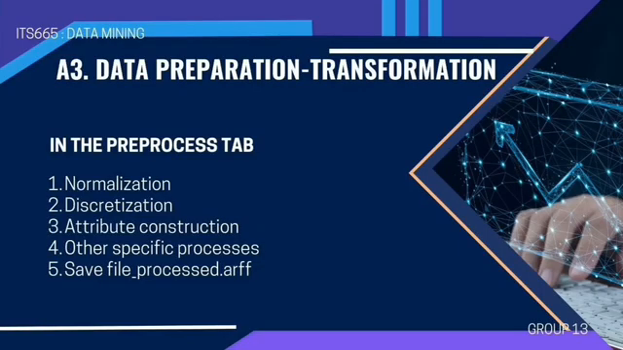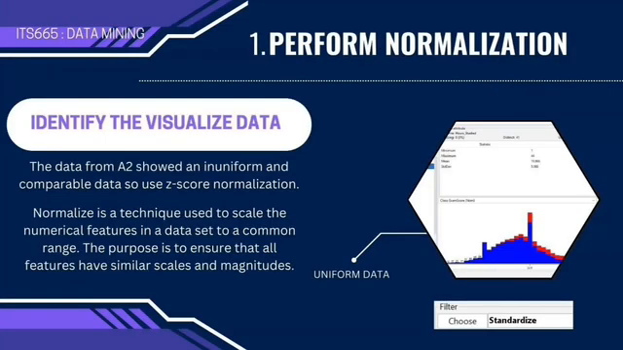For A3, data preparation transformation, there are 5 steps. First step is to perform normalization. The data from A2 shows non-uniform and incomparable data, so use standardization normalization. Normalization is a technique used to scale the numerical features in the dataset to a common range. The purpose is to ensure that all features have similar scales and magnitude.